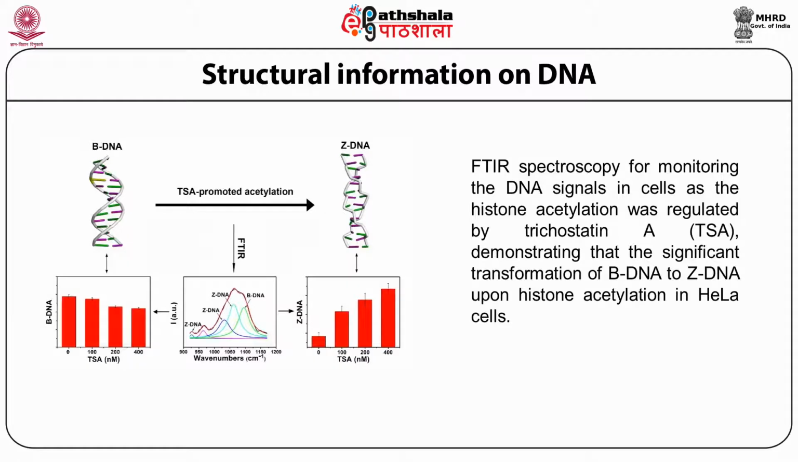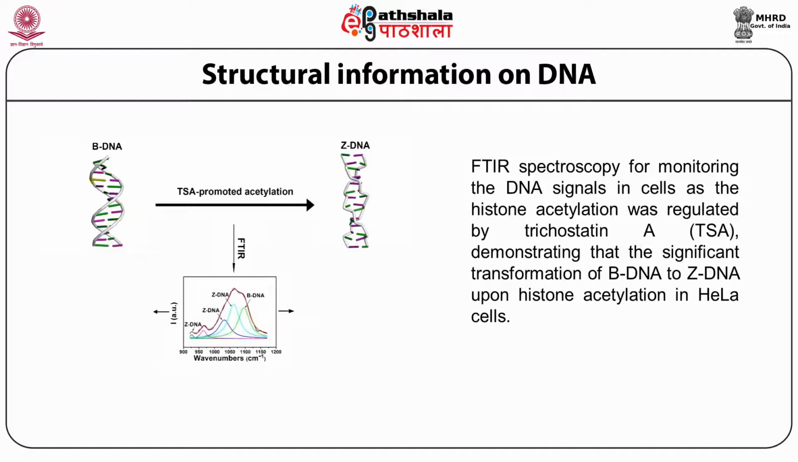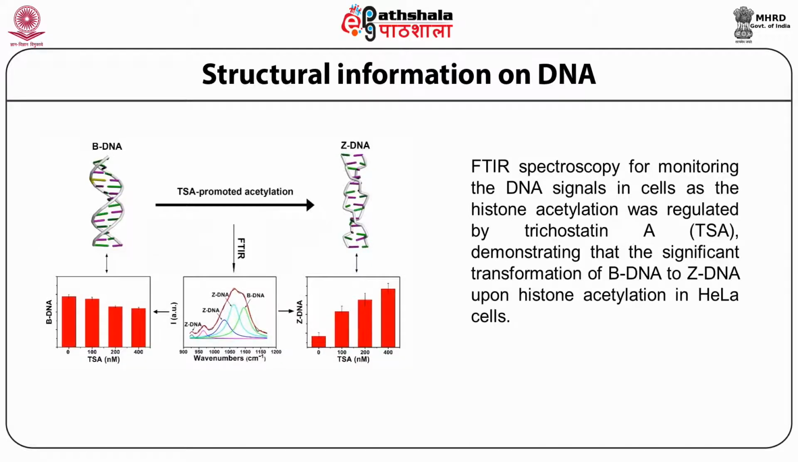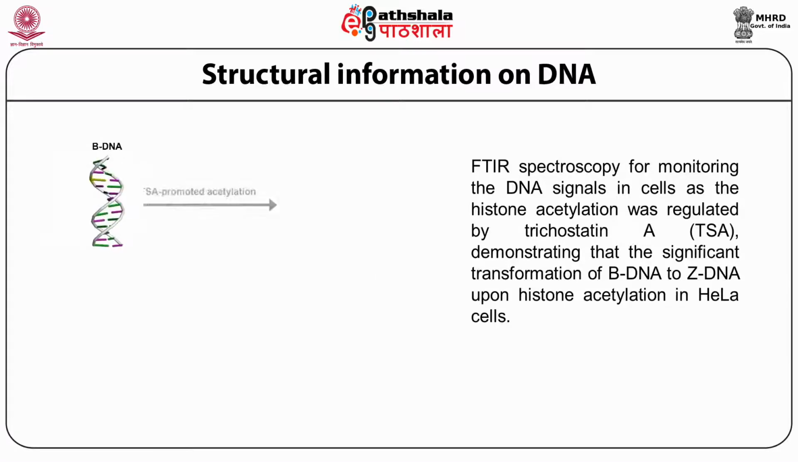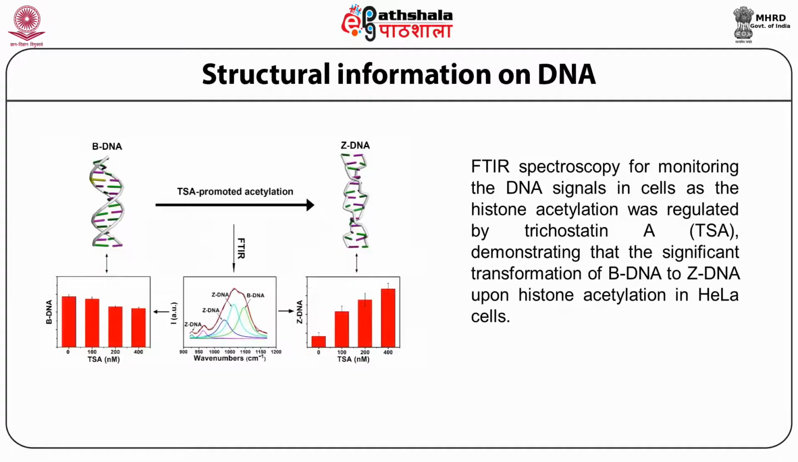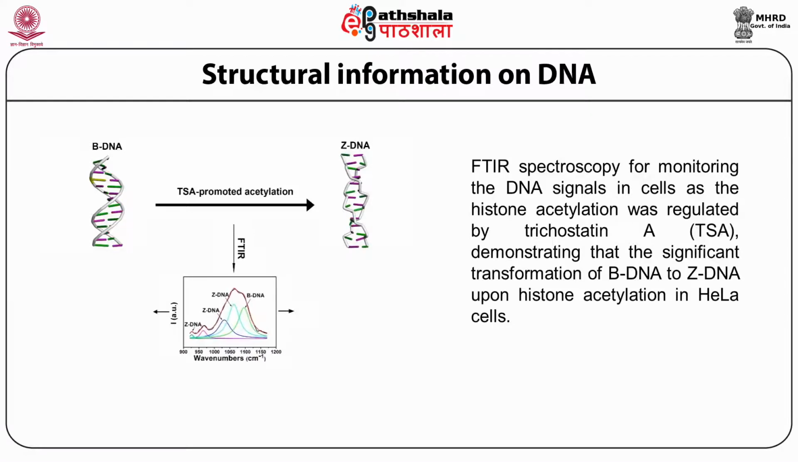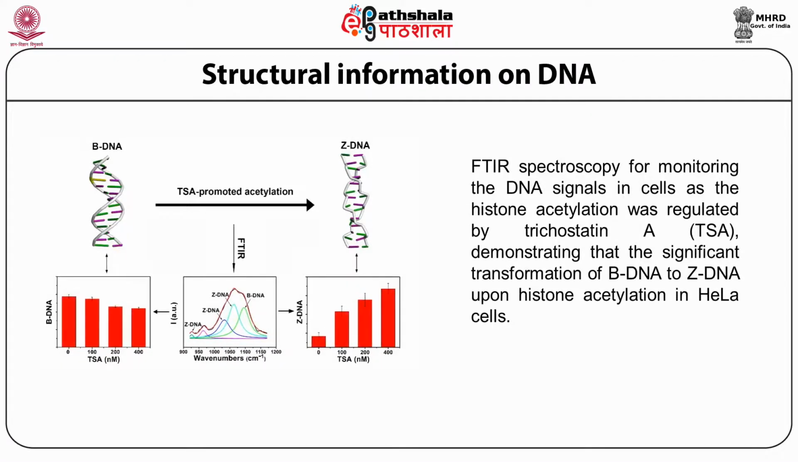FTIR spectroscopy was used for monitoring the DNA signal in cells as histone acetylation was regulated by trichostatin TSA, demonstrating a significant transformation of B-DNA to Z-DNA upon histone acetylation in HeLa cells. So FTIR is not only used to see the structural information on a particular type of DNA, but it is also used to see the dynamics or the conversion of one form of DNA to another upon chemical modification, and that can easily be identified by FTIR spectroscopy.